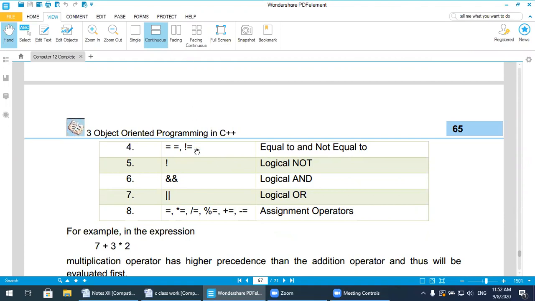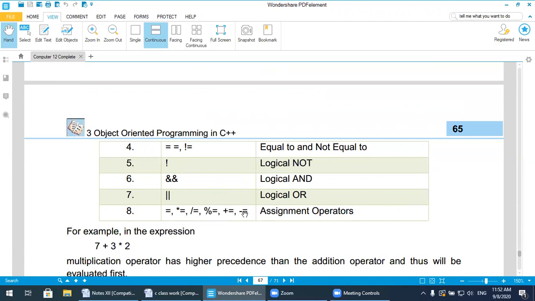if all the operators are present in the same expression, you will keep in mind this is the precedence. At the sixth position, logical and will be solved, and at the seventh position, logical or will be solved. At the eighth and last position, the assignment operator, equal sign. This is called the assignment operator. This is the binary assignment operator. So slash equal, modulus equal, plus equal.